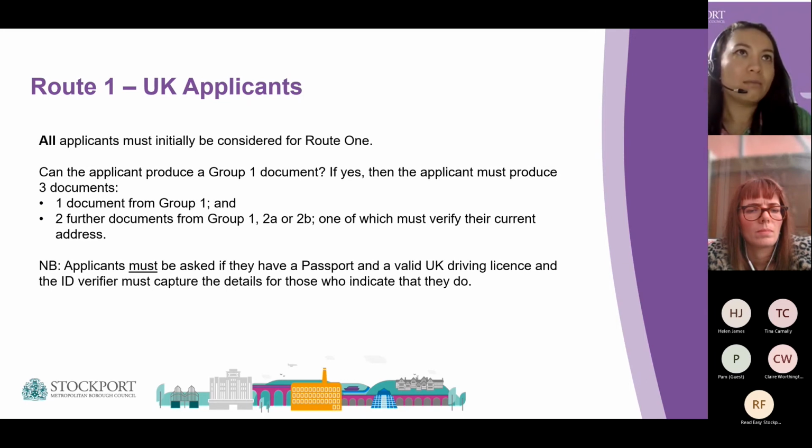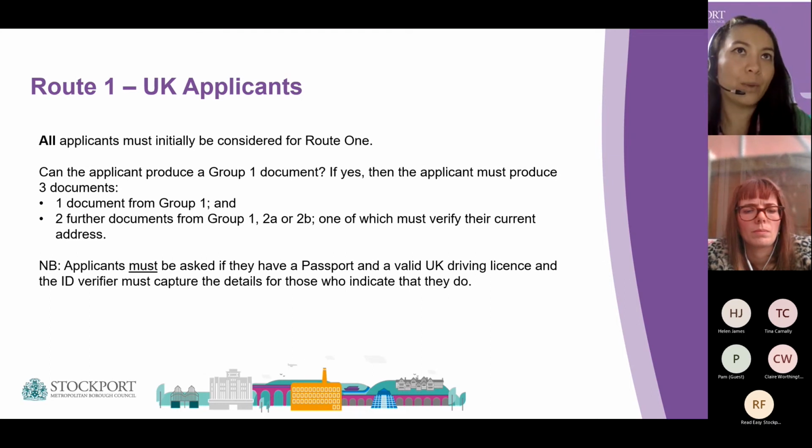So all applicants must initially be considered for route 1. So if they've got a passport or driving license, you need to be asking for those documents in the first instance anyway, because they will have the photo ID on them, but they should be supplying a group 1 document if they can supply a group 1 document.